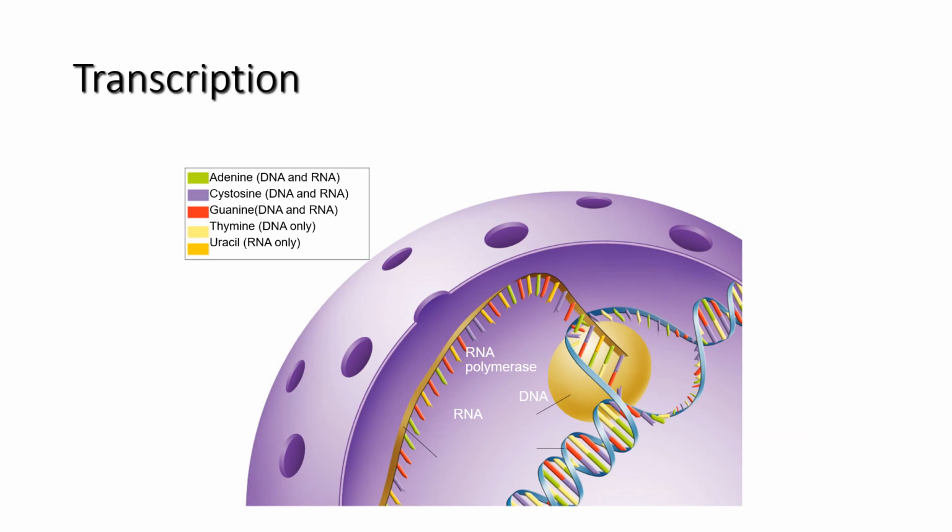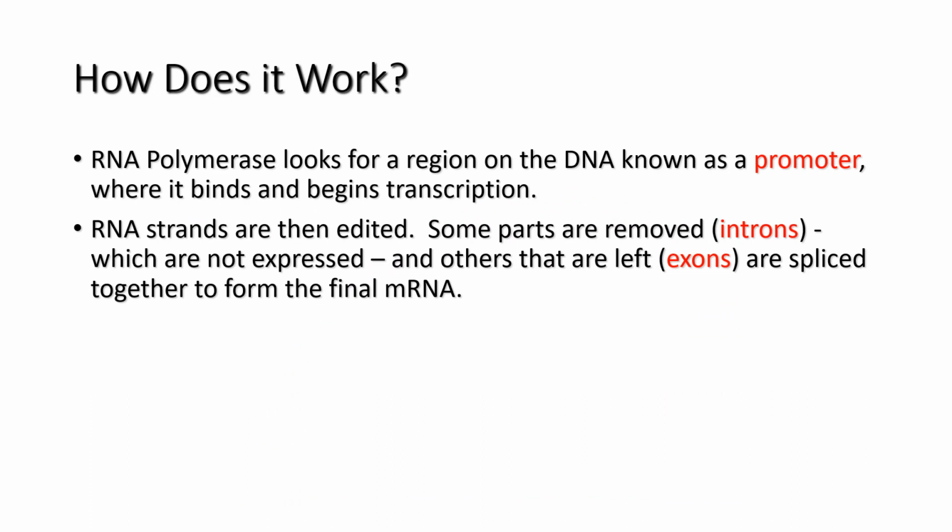So you can see another picture of it here. We only have uracil in RNA, and we have thymine in DNA, which we'll get more into in practices. So the way this works, how does the RNA know where to start? There's something called a promoter in your genes. And this promoter basically says, okay, start for this gene here. And that's where it binds and it begins transcription.